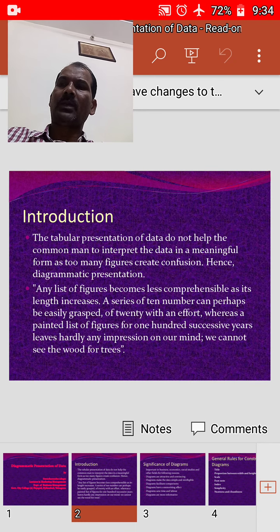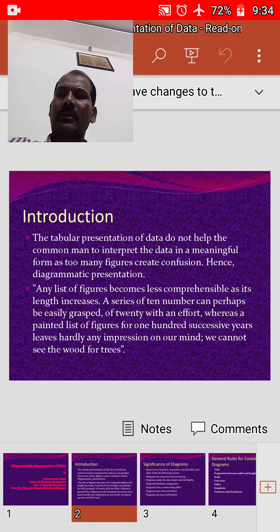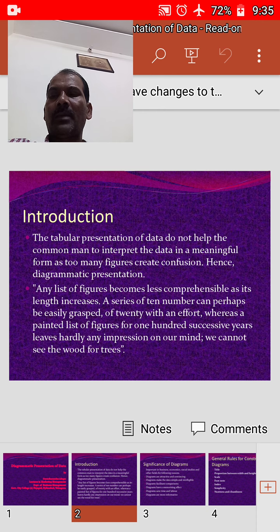In the words of A.L. Bowley, any list of figures becomes less comprehensible as its length increases. A series of 10 numbers can perhaps be easily grasped, of 20 with an effort, whereas a printed list of figures for 100 successive years leaves hardly an impression on our mind. We cannot see the wood for the trees. Properly constructed diagrams help the readers in understanding the data as they exhibit the statistical results in a clear and appealing way.